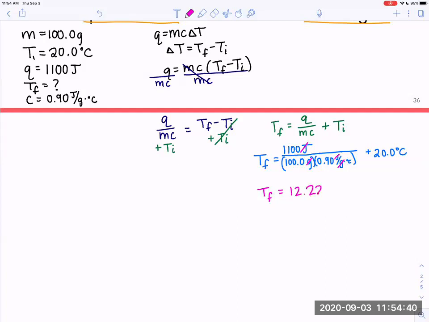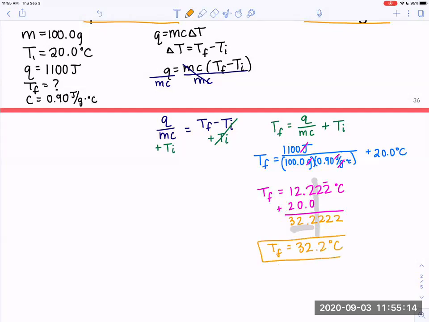And I don't want to round it yet, so I'll say 12.22 repeating degree C plus, and notice that I'm putting myself in the more comfortable addition sig fig situation. I get an answer, which is 32.22222, but I've got to cut that off, right? So we're going to cut it off here. So my answer is going to be final temperature of 32.2 degrees C.